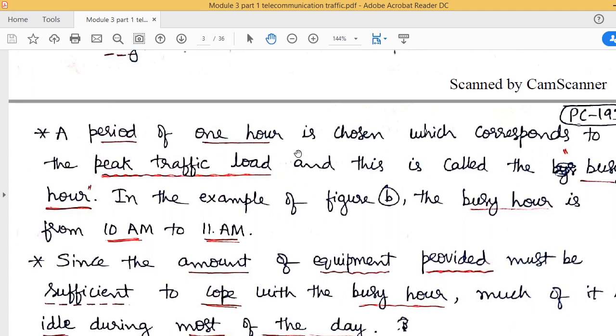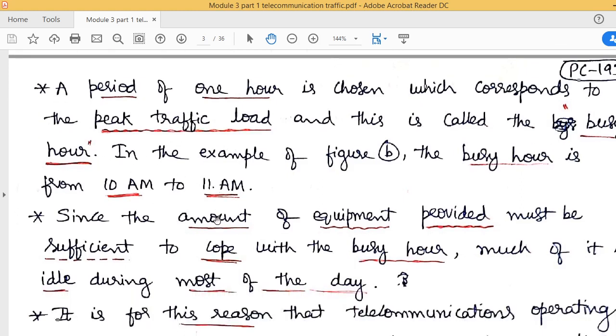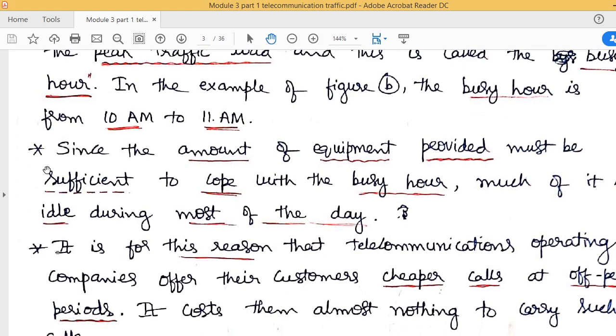A period of 1 hour is chosen which corresponds to the peak traffic load, and this is called the busy hour. As I mentioned, the busy hour is defined as 10 a.m. to 11 a.m. Please note that the amount of equipment provided must be sufficient to cope with this busy hour. And you may observe that during other times the system is somewhat idle during most of the day.